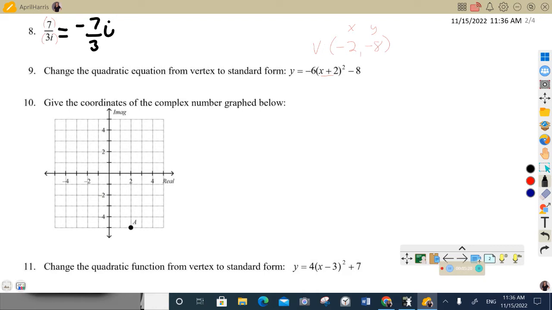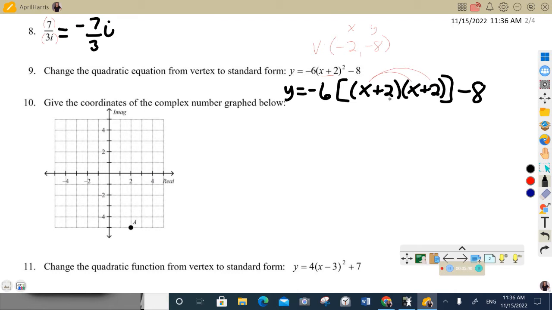But this problem is asking us to change it from vertex to standard form. So what we have is y equals -6 times the product of x plus 2 squared. That's an x plus 2 times an x plus 2. All right, so what you're going to have to do is FOIL here or distribute twice, however you want to think about it. But you don't distribute this -6 until you multiply that out.